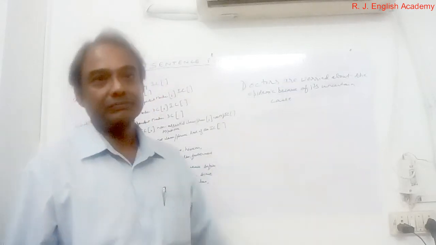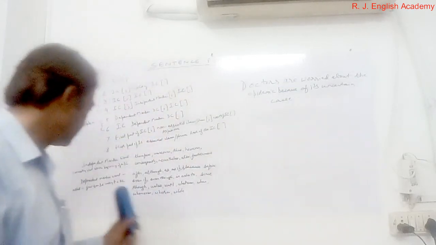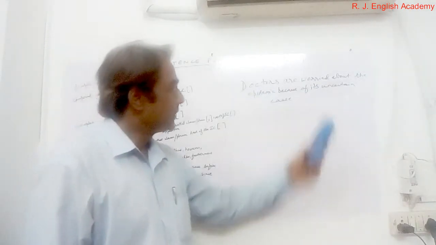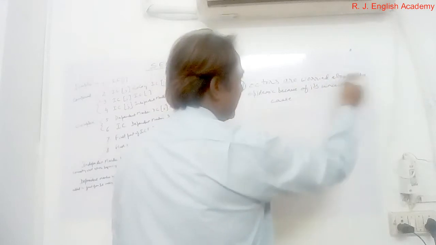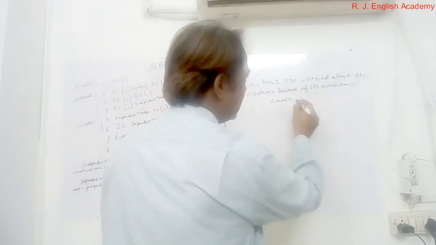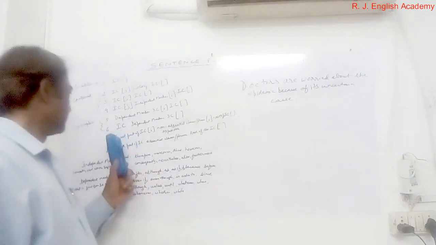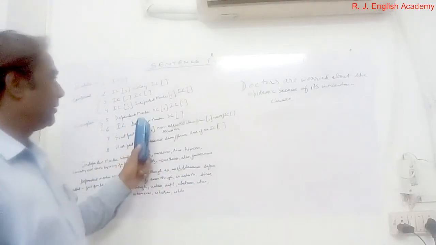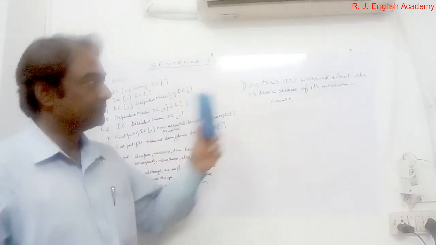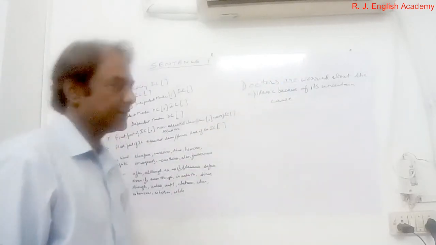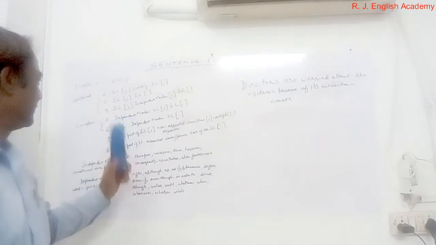Because, dependent marker. Now you put no commas here, just a full stop. Independent clause, dependent marker, dependent clause, full stop. This is one way of punctuating the sentence. The sixth pattern.